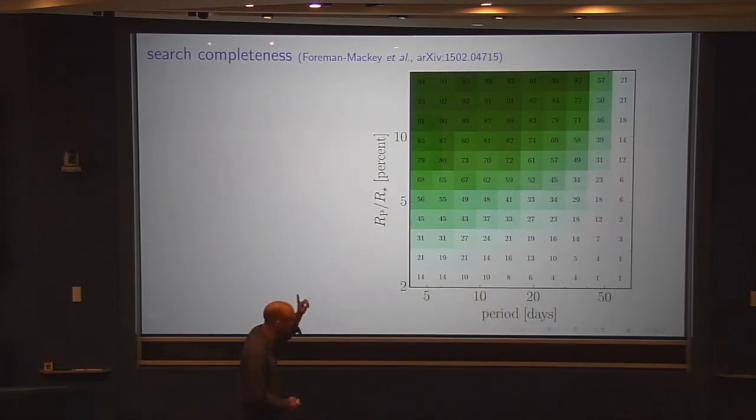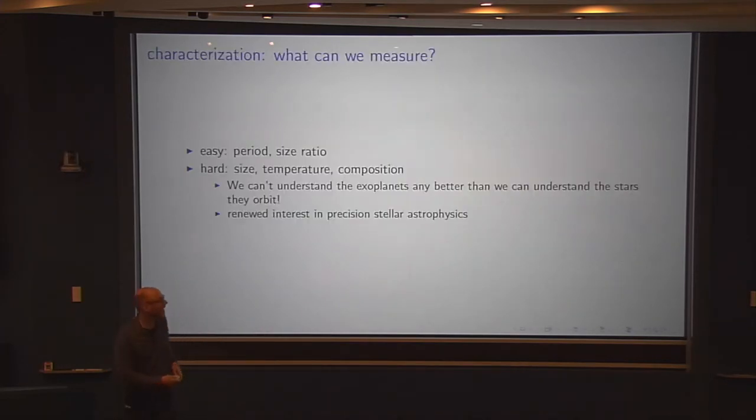And this isn't even accounting for the geometric effect that you have to be aligned to get a transit. So when we do population inference, we take this completeness, how good we are at finding them, and we multiply it by geometric ratios, which make these numbers look really, really bad.